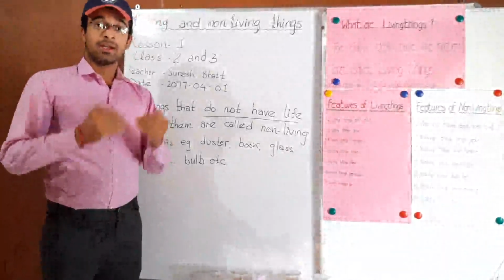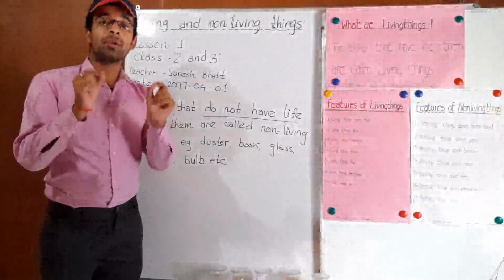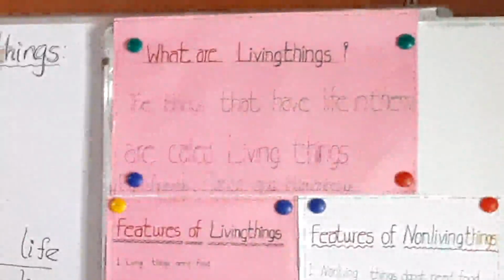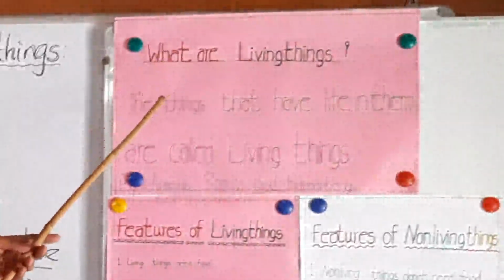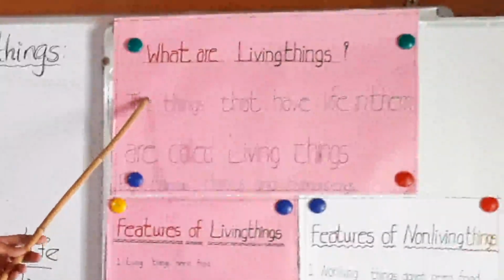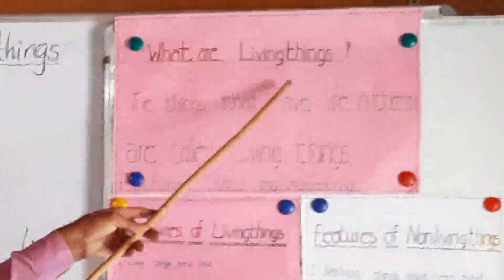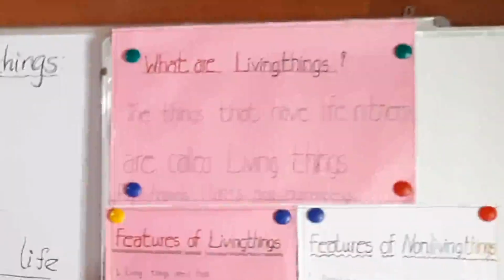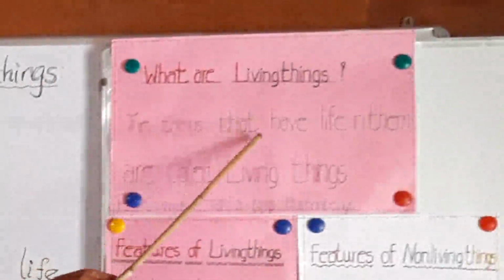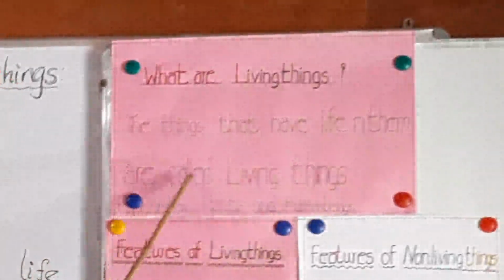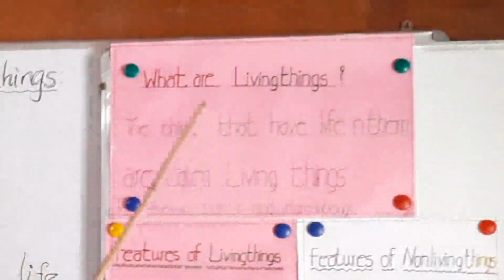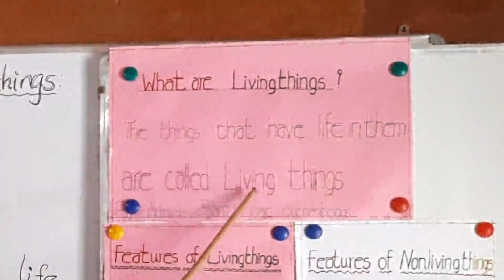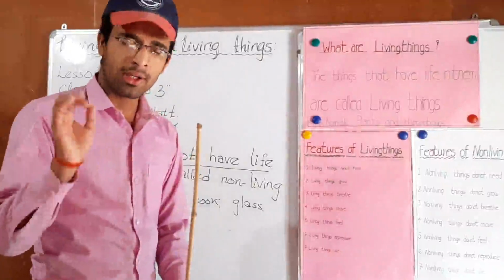Now we start our topic with the definition of living things. Here I have a chart. In the chart there is one question for you. Can you see the chart? Yes, you can. What are living things? Now we start the definition. The answer is: the things that have life in them are called living things. Again we repeat: the things that have life in them are called living things. Did you get it? Yes.